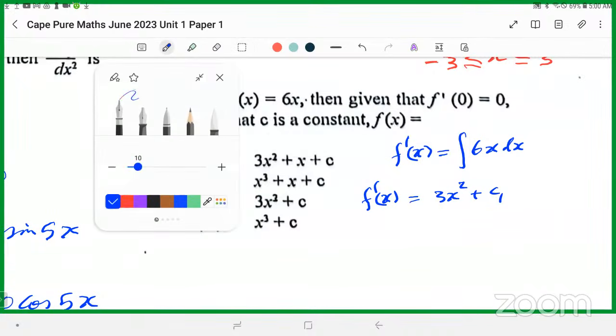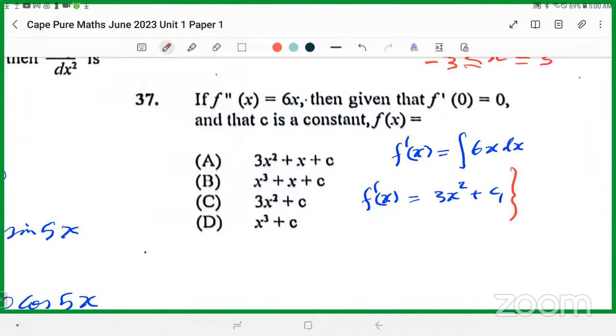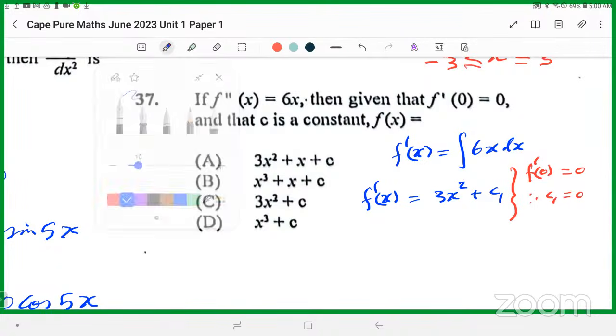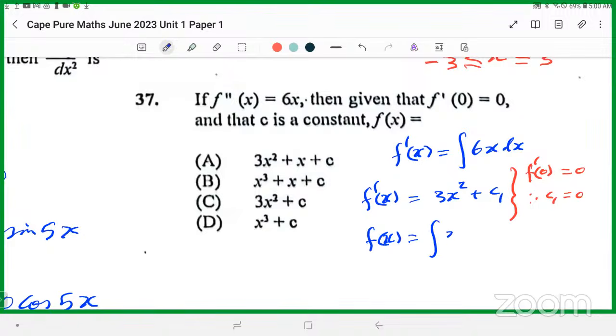So from here, f prime of 0 is 0. So that means when I put 0 in here, everything this side becomes 0. So c is 0. Therefore, c1 is 0. And you want f of x now. So f of x then becomes the integral of 3x squared dx. Because this is 0, that's gone.